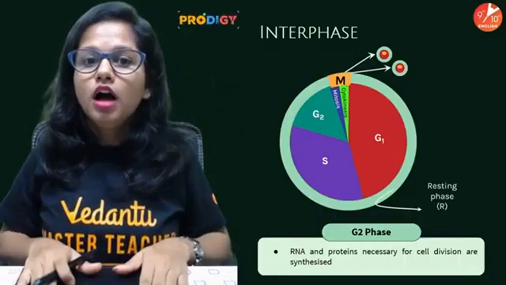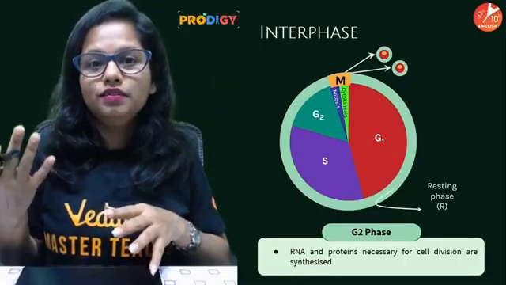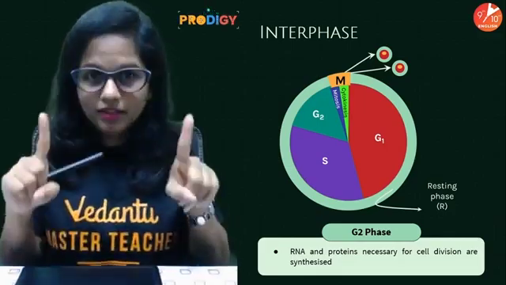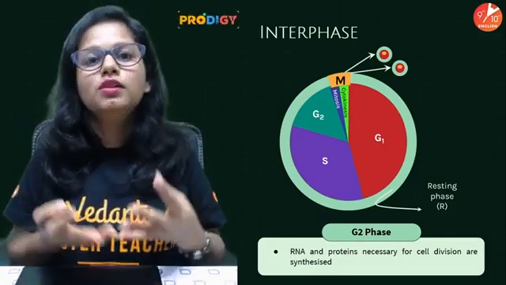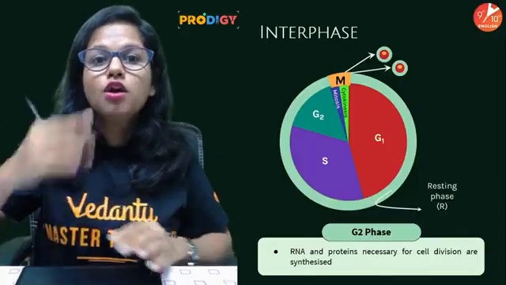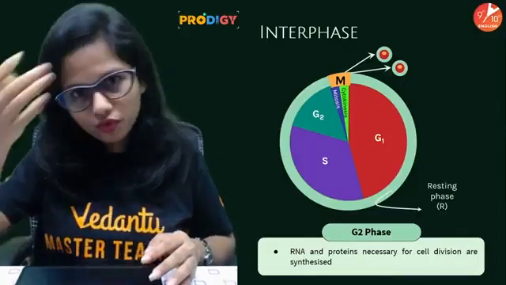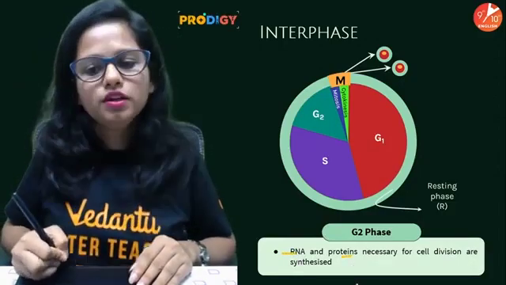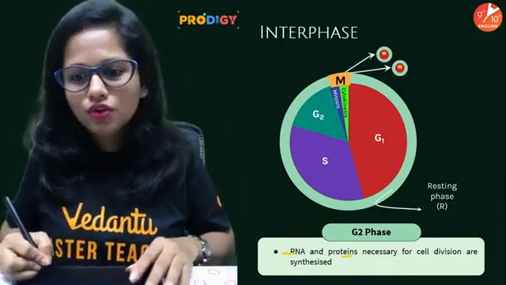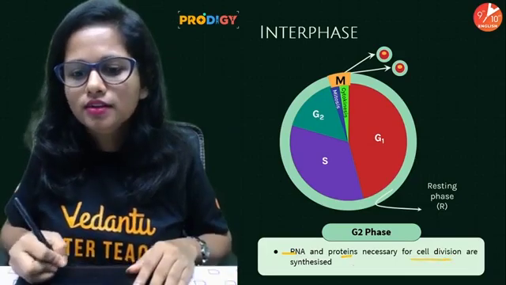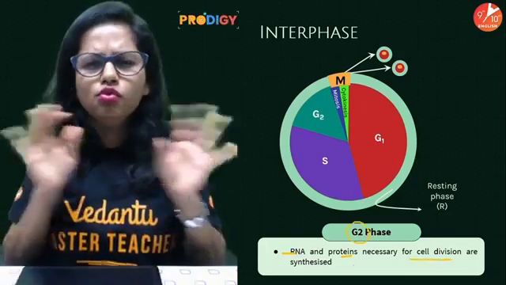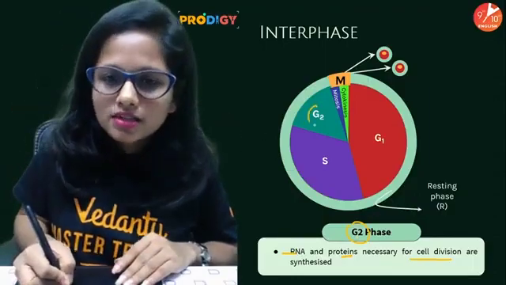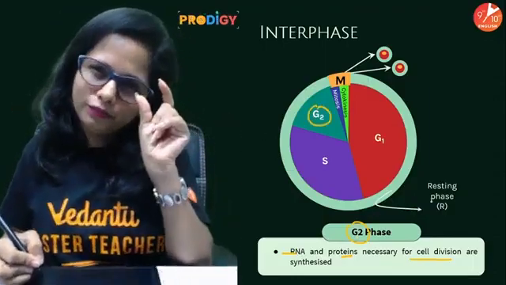Okay. However, just like the way the cell required RNA and proteins for DNA replication, in the same way, it will require RNA and proteins for the sake of cell division. Okay, so RNA and proteins will be synthesized for the sake of cell division here in the G2 phase. So only this much task is done over here, and that's the reason why this second growth phase is very tiny, very tiny.